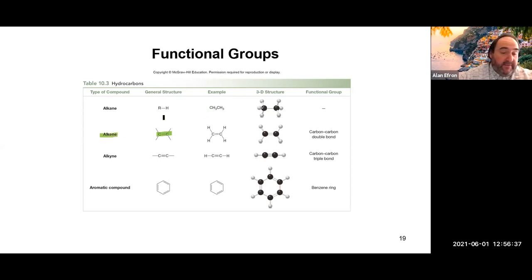Here's really our carbon-carbon single bond with this, our alkane. Go to a triple bond, we have an alkyne. Aromatic compound, again, this whole thing here is benzene, so that's our benzene ring. So it does need to contain those.